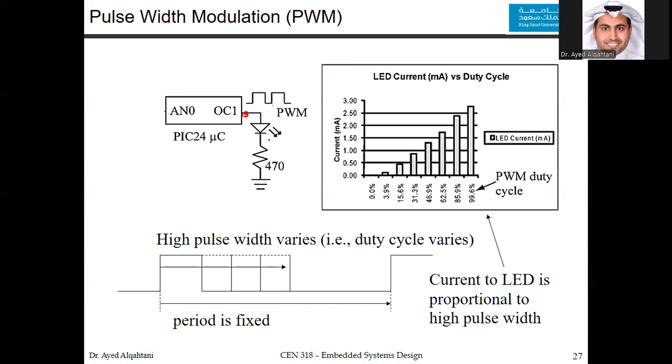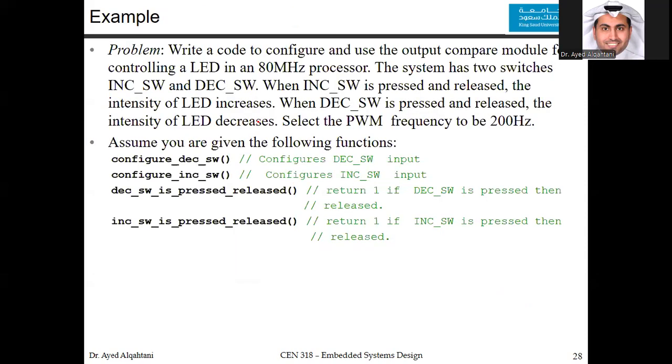So a good way to think about the relation is: if the output compare high time increases, the current will increase. And whatever you are connecting this output to, if it's an LED, then the light intensity will increase. If it's another system, the current running through that system will increase, and based on that increase, it will affect the system in a certain way. So let's have an example to understand this better.